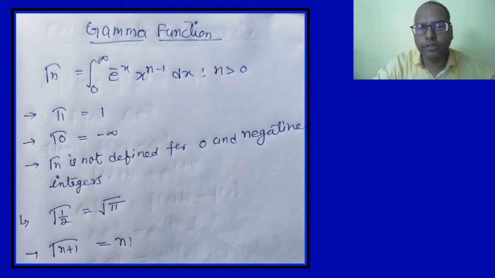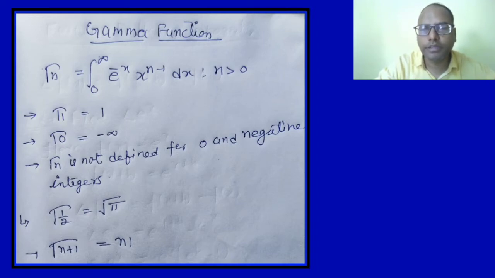So let us start. The gamma function is defined as the integral from 0 to infinity of e to the power minus x, x to the power n minus 1 dx, and this can be written as gamma n. This notation is read as gamma n. The point to be noted here is that n is greater than 0. It means n can neither be 0, but which negative numbers are excluded, I will tell you later on. But remember here n is greater than 0.